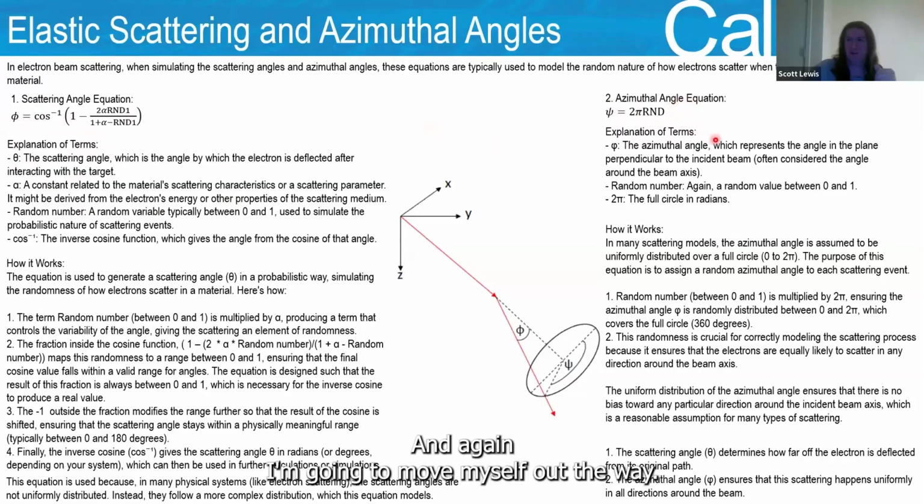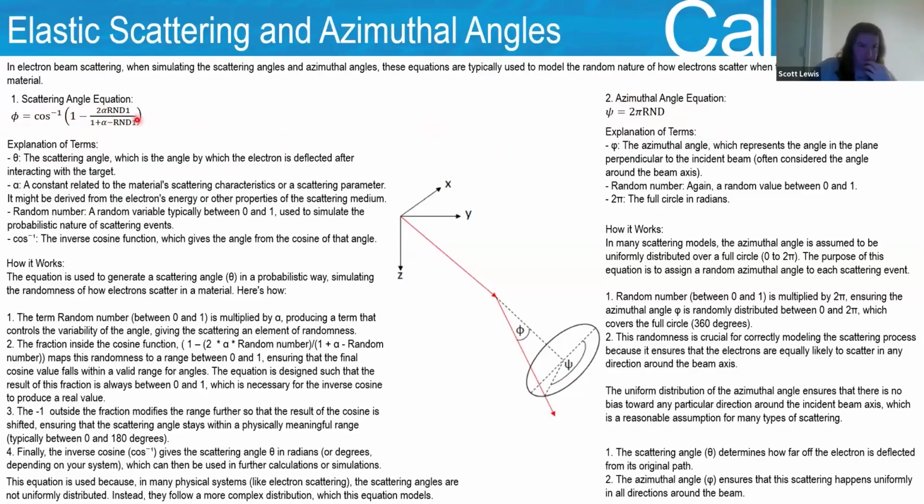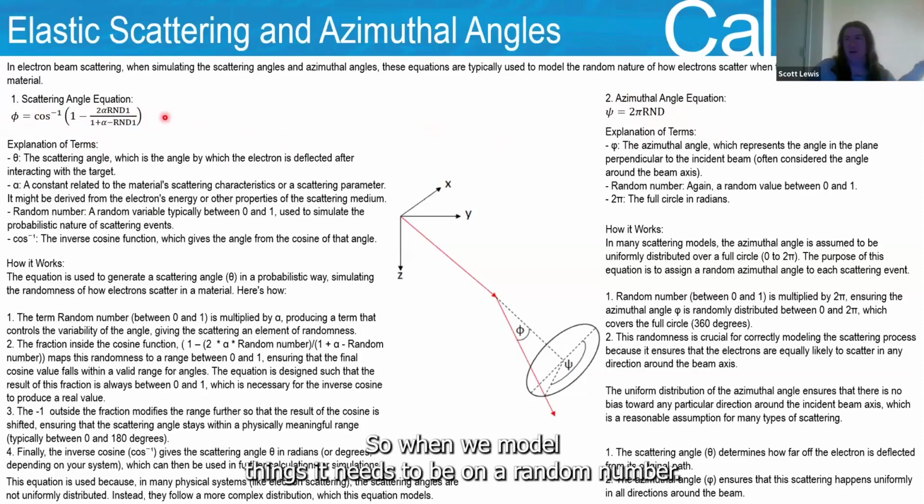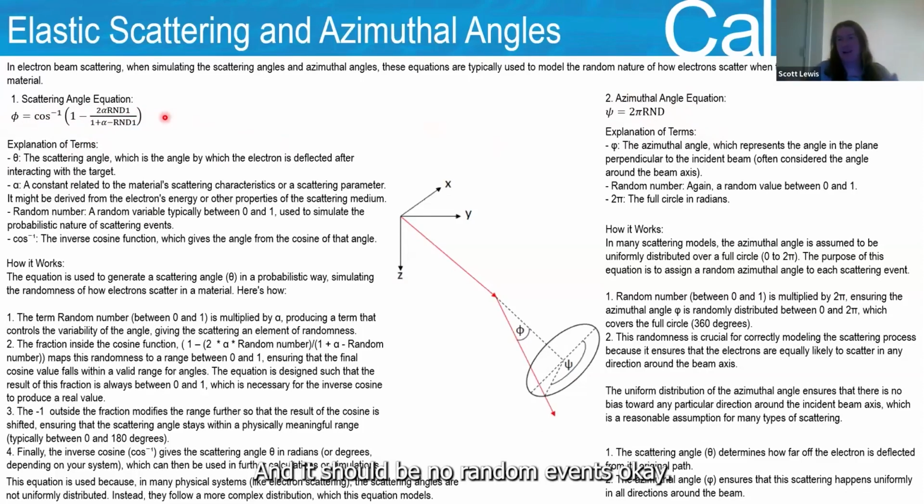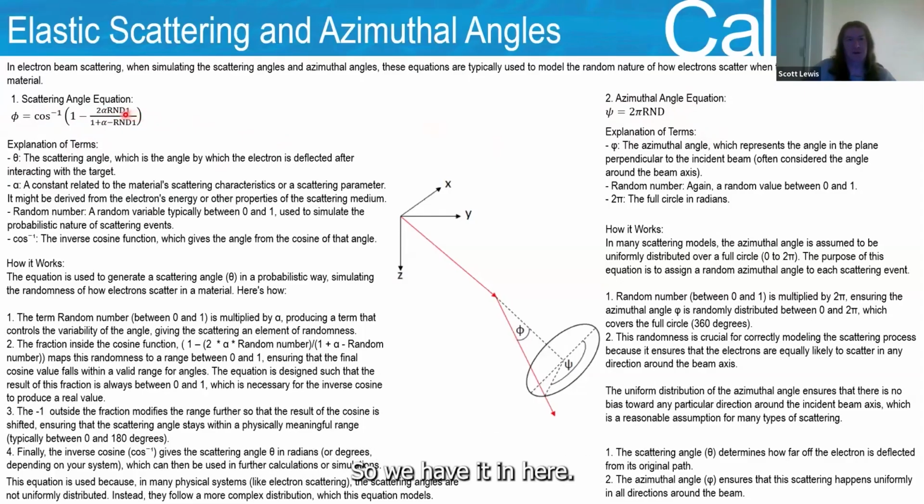And again, I'm going to move myself out of the way. This is going to get tedious. So essentially, this is the equation that we need. So when we model things, it needs to be on a random number. It needs to be in a random event. Okay, so this is why we use this random number. Okay, so we have it in here. So basically, this is a complete random process. And there's a bit of a caveat to that.